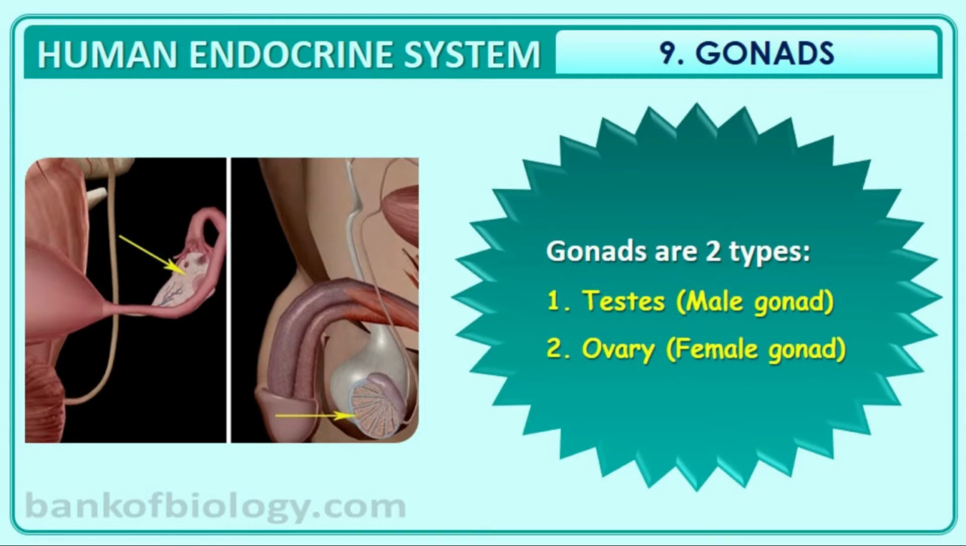The next endocrine glands are the gonads, the male and female reproductive glands. The gonads are of two types: testes in males and ovaries in females. Is it clear? Testes in male, ovary in female, totally known as gonads.